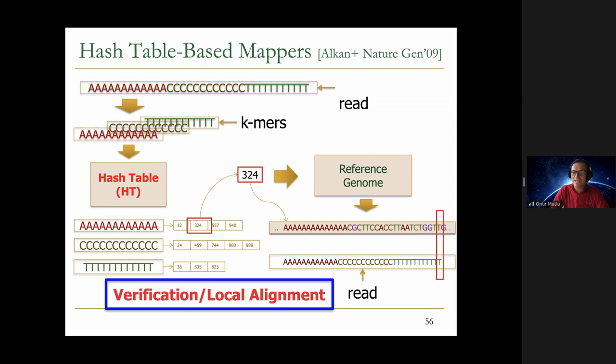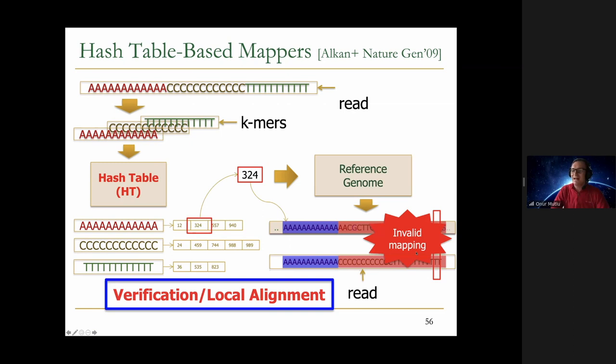You can see that it's very different. Even though the first 12 bases match, the remaining 24 bases don't match. As a result, you get an invalid mapping. You say that there's no match in this location, so I'm not mapping in that particular place. And you keep doing this for every single location to comprehensively map the read to the reference genome.